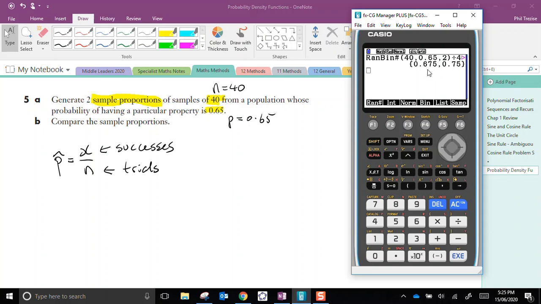Be careful if the question states that they want a sample proportion. It means you need to divide here by the number of trials, in this case divide by 40.